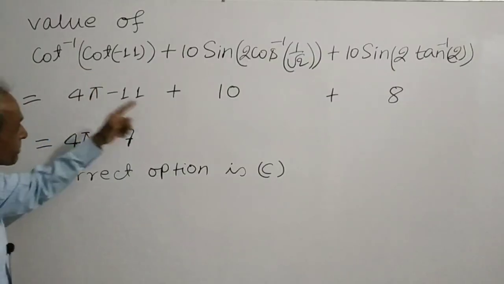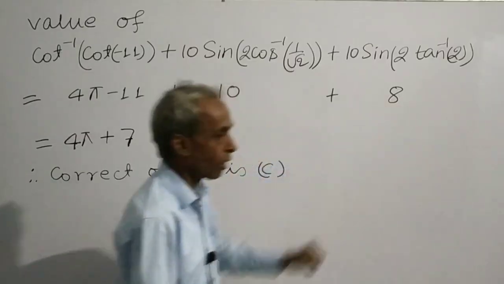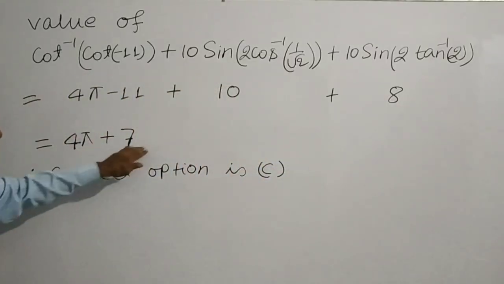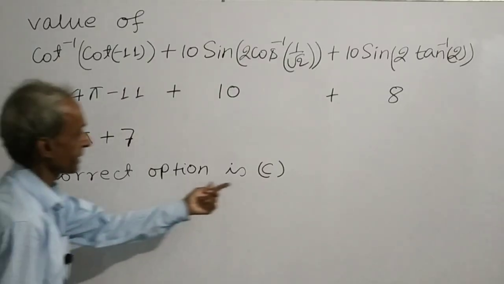Value of this plus value of this plus value of this is equal to 4 pi plus 7. Therefore the correct option is C.